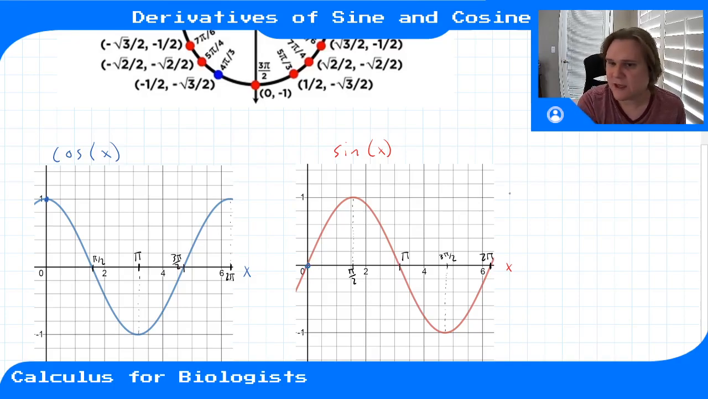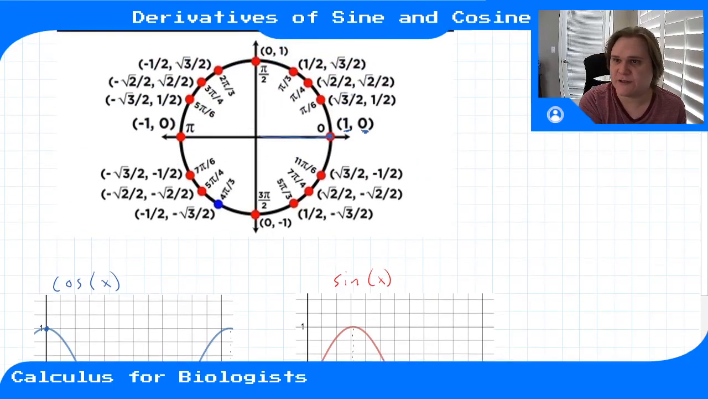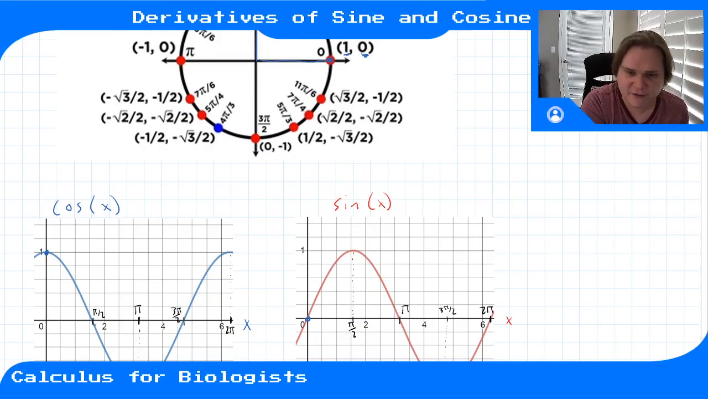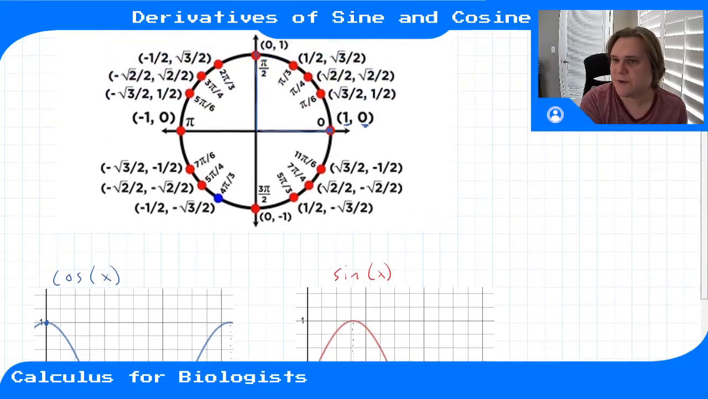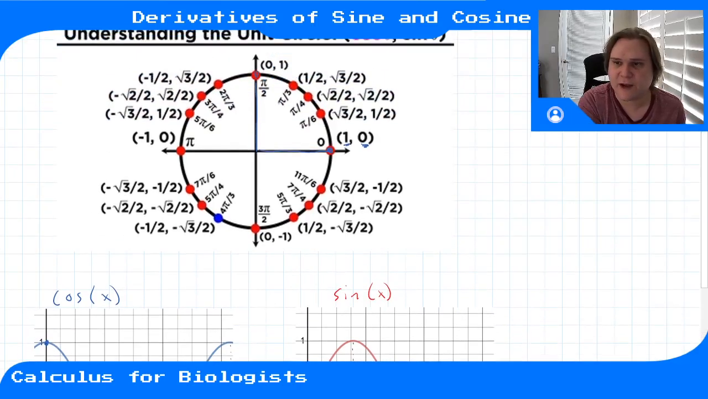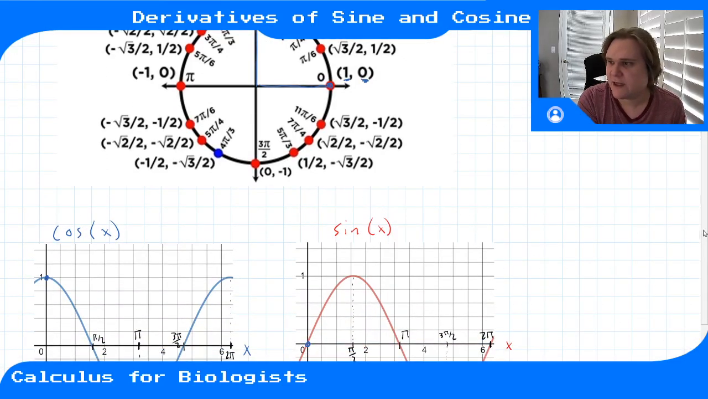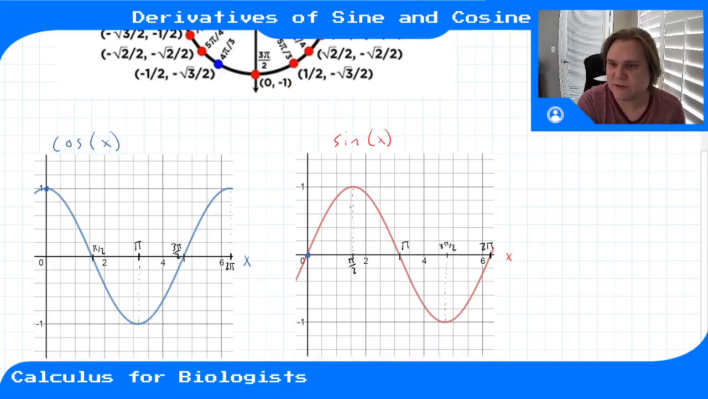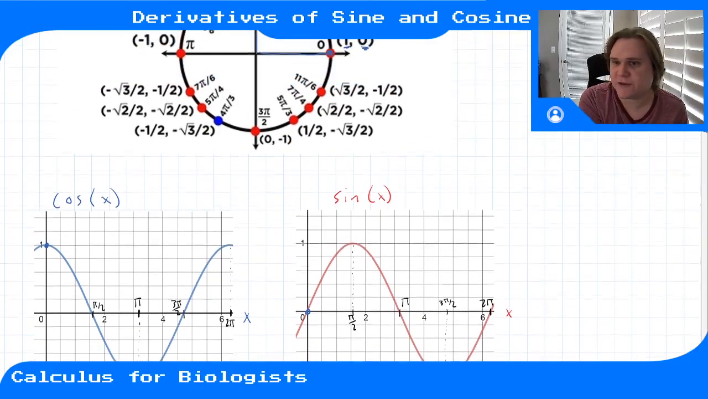Then cosine is going to decrease from one down to zero at pi over two. So when x is pi over two, that's here, cosine is now zero. But notice that sine was zero. This is the y coordinate, and now the y coordinate has gone all the way up to one, its maximum. So sine at pi over two is equal to one.